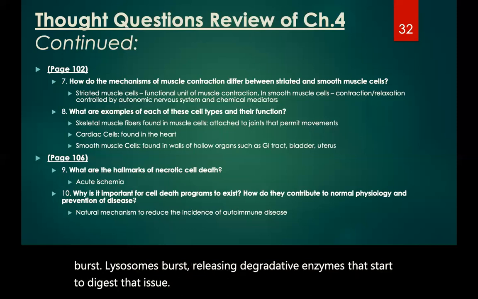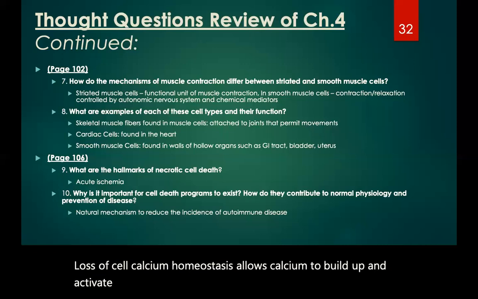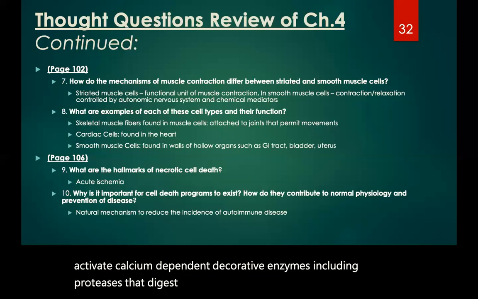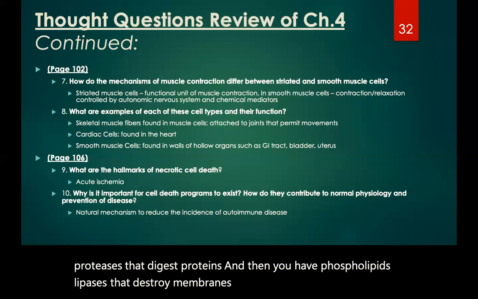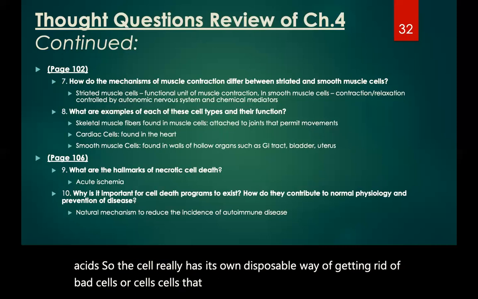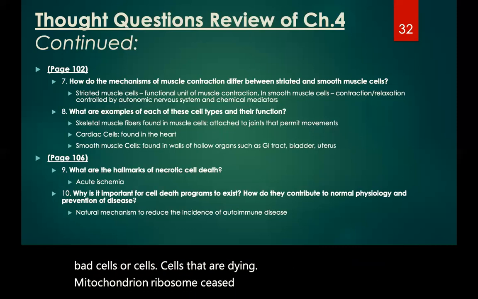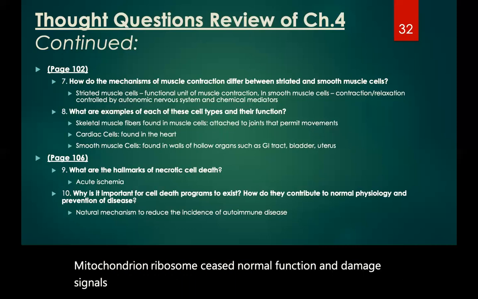Loss of cell calcium homeostasis allows calcium to build up and activate calcium dependent degradative enzymes, including proteases that digest proteins. And then you have phospholipases that destroy membranes and nucleases that destroy nucleic acids. So the cell really has its own disposable way of getting rid of bad cells or cells that are dying. Mitochondria and ribosomes cease normal function, and damaged signals attract macrophages and neutrophils, creating an inflammatory focus.